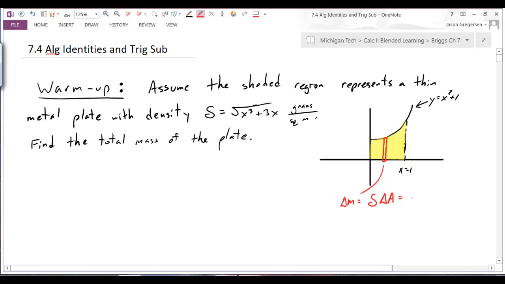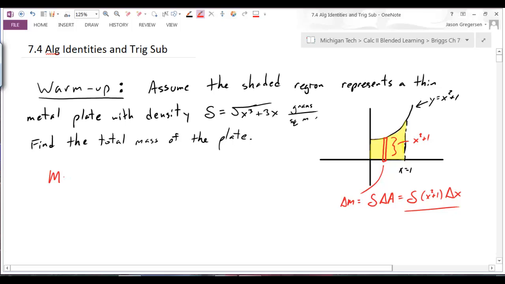And what is the area of that slice? Well, it's just the height of the slice. There's the height. That's this distance. That's x squared plus 1 times the thickness. What's the thickness? Delta x. So that is the mass in one little slice.